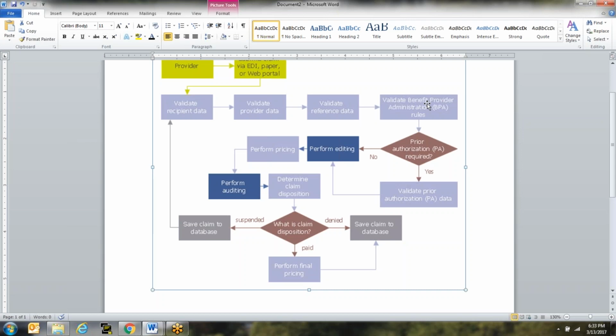Whether this person is allowed for this coverage or not, whether this person is allowed for this particular treatment or not, whether this person is allowed for this medication or not, all these things will be checked.